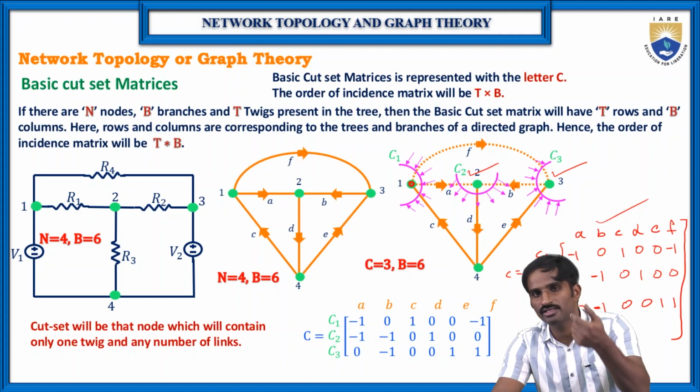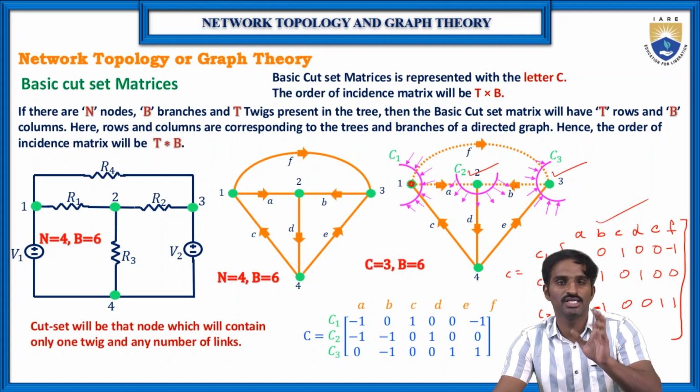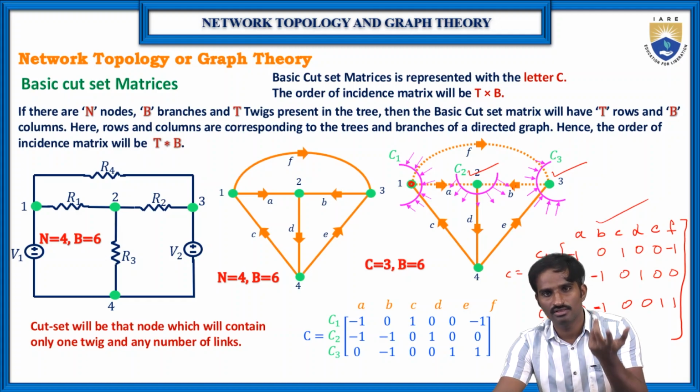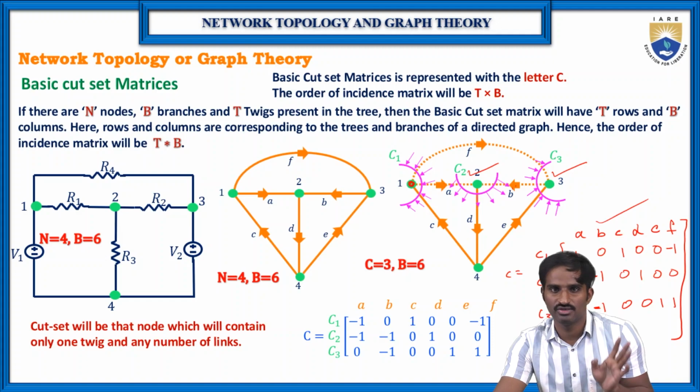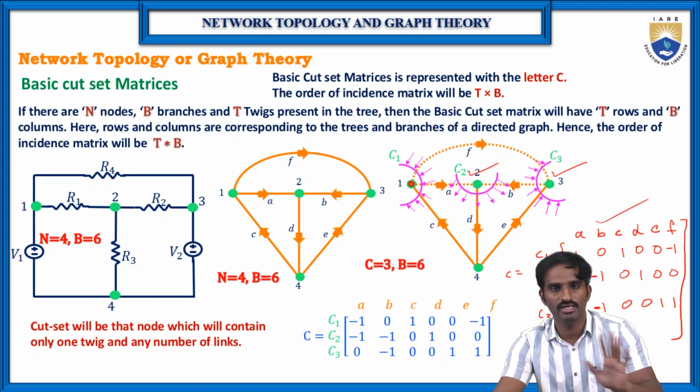How do we indicate the direction of the cut set? It is the same as the twig, because the cut set has only one twig, so there is no confusion. The direction of the cut set is the same as the twig, and opposite means -1. So don't get confused.